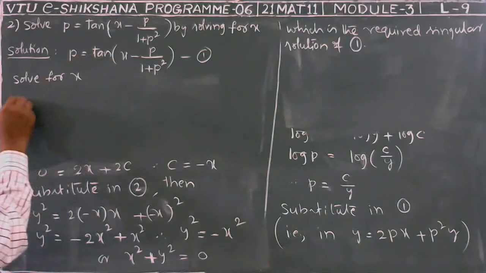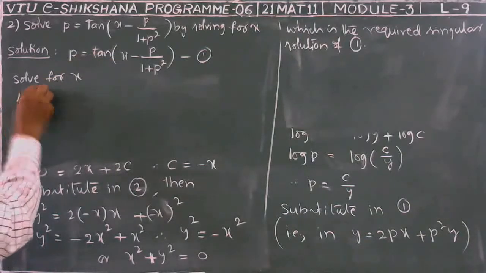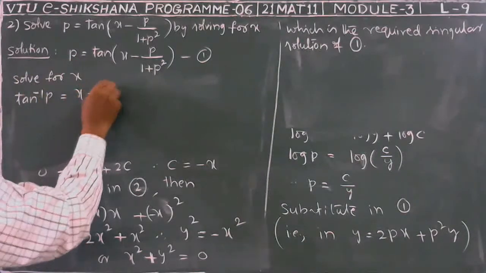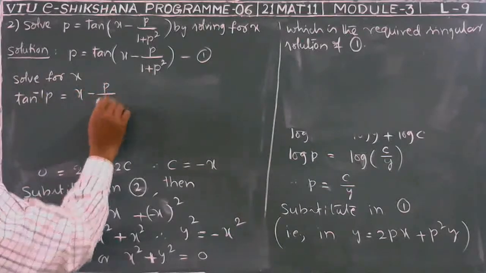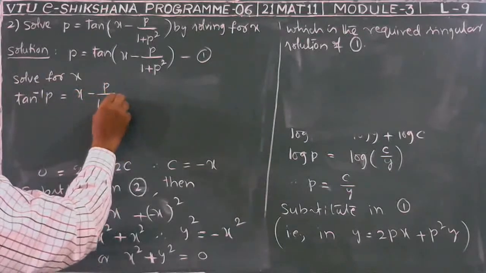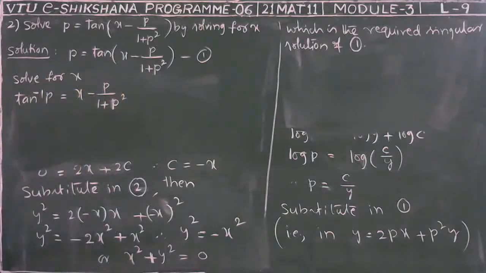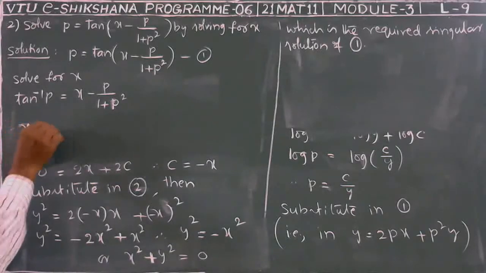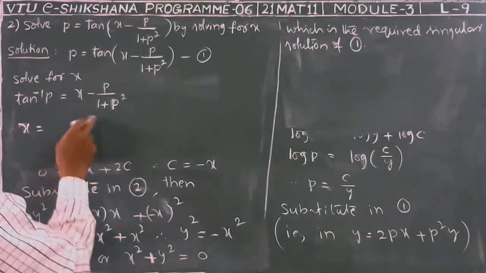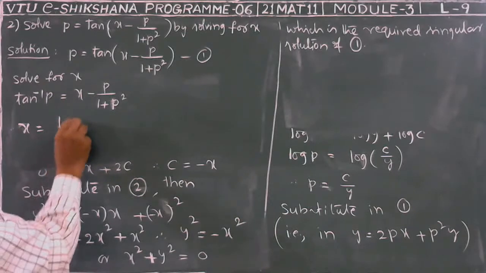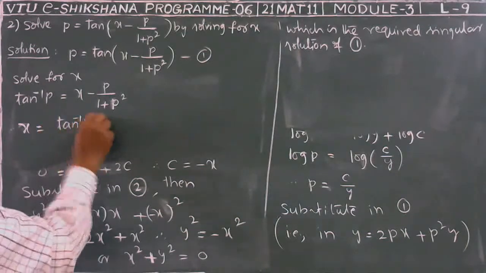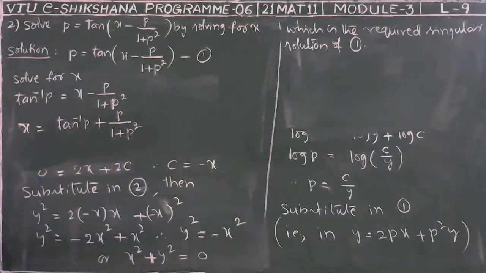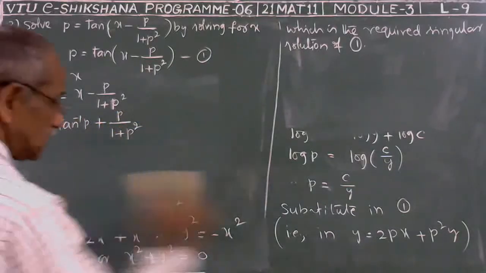Now this can be written as tan⁻¹ p = x − p/(1 + p²). Therefore, x = tan⁻¹ p + p/(1 + p²). I have solved for x now.